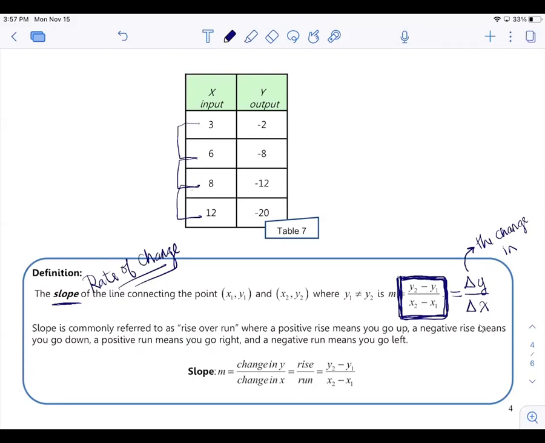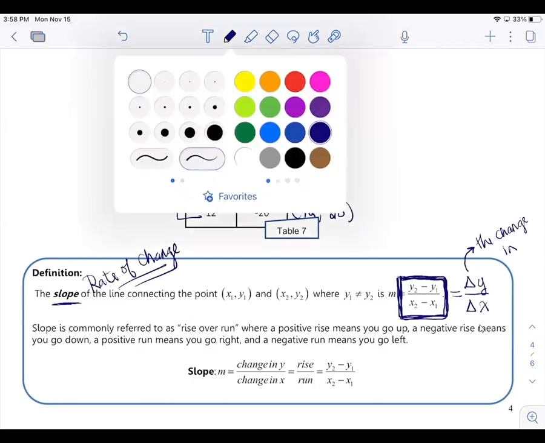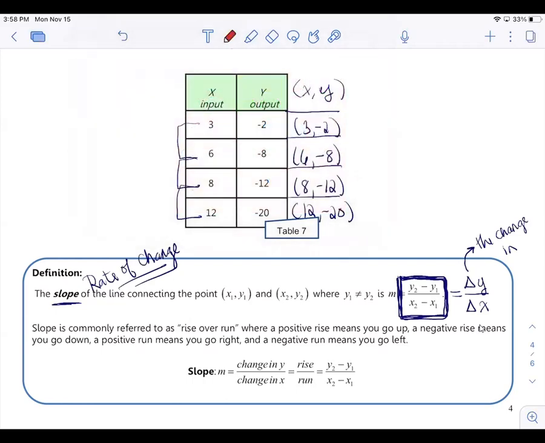So let me just give an example. We're going to go up here. Let's write these as coordinates. Bring us back to last week. So this coordinate would be (3, -2). This coordinate would be (6, -8). (8, -12). (12, -20). All right, so I'm assuming this is our first time using this formula, but we're going to keep using it for the rest of today and Wednesday, so hopefully it sticks in your brain.